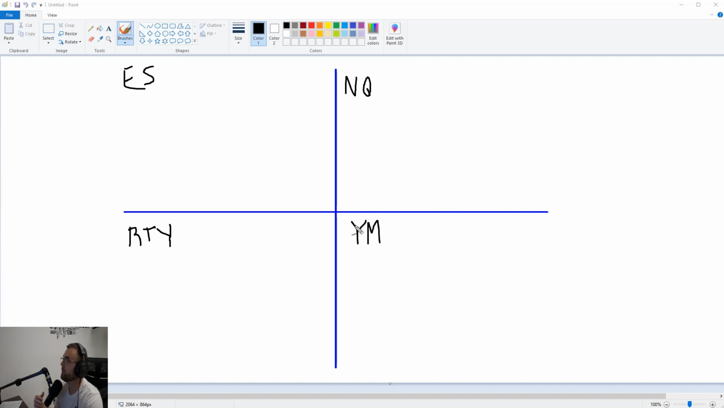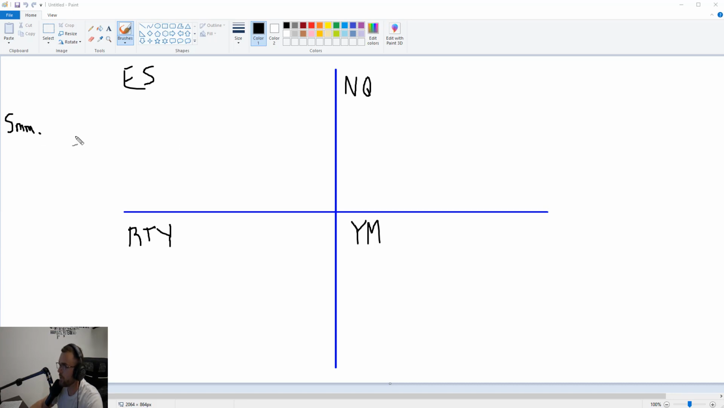So we have those 4 main indices, and the way this strategy works is we're looking for what I call a divergence. What that means is we're looking for a moment in time where one of these markets is doing something that the others are not doing. This is going to be a 5-minute chart here.